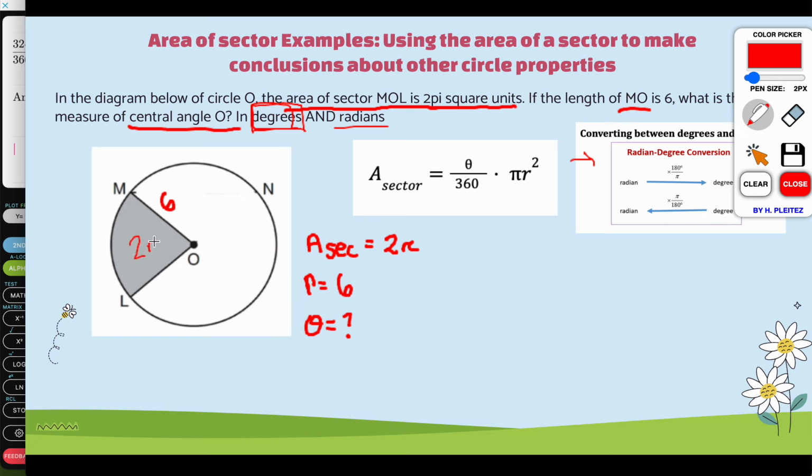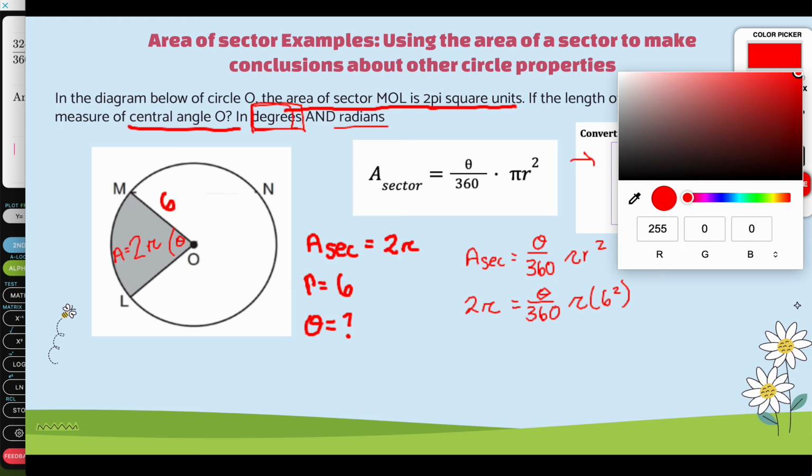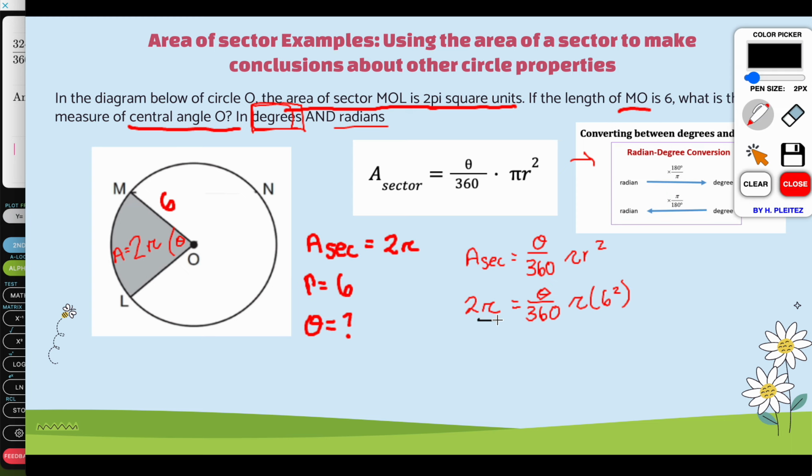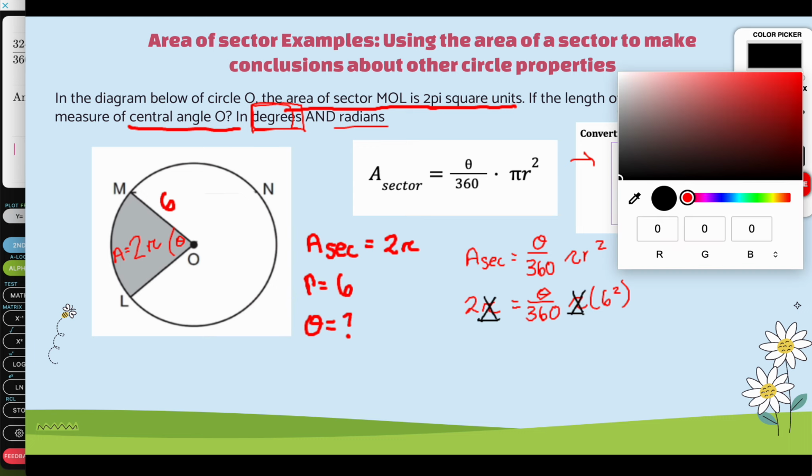So again, let's write this in. The area is 2 pi, and we are looking for this measure here. So let's write our formula out. We have area of a sector equals theta over 360 times pi r squared. So now we know our area is 2 pi. Theta is going to stay as our variable, so we get theta over 360, and then we get pi times 6 squared. So the first thing that I like to do, I see pi on both sides of the equation here, so I already know that that's going to divide out, so I'm going to cross it out now and make my life a little bit easier.